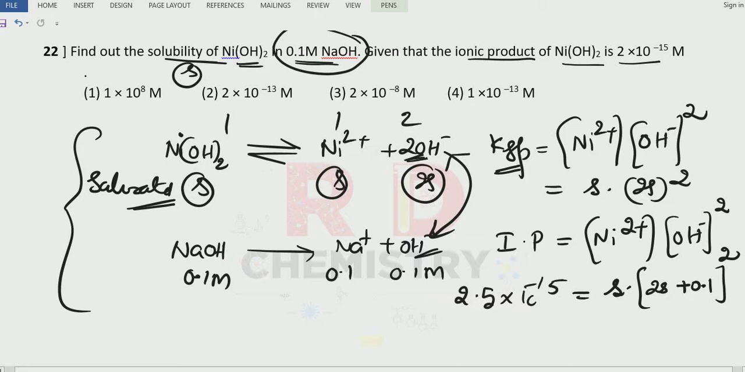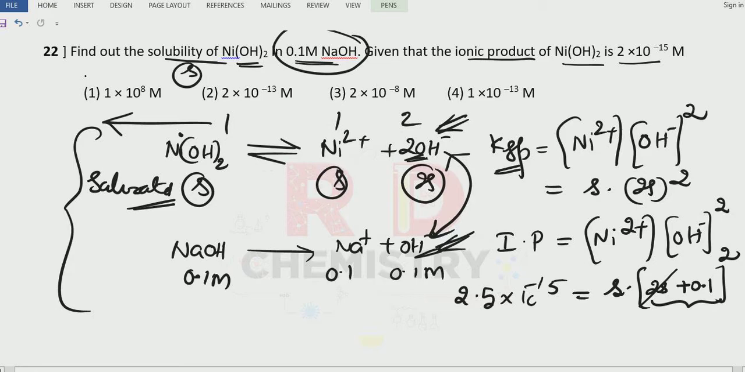Now recall Le Chatelier principle. Whenever the concentration of the product increases, in this case hydroxide concentration increases at equilibrium, the system tries to decrease the concentration of the product by favoring the backward reaction. Therefore, solubility of nickel hydroxide decreases. Okay, so solubility goes on decreasing. Now compare these two terms. Whenever there is a common ion effect of OH minus, you have to neglect the term 2S. That means 2S is negligible compared to 0.1. This is meant only for the common ion effect in the case of a saturated solution.